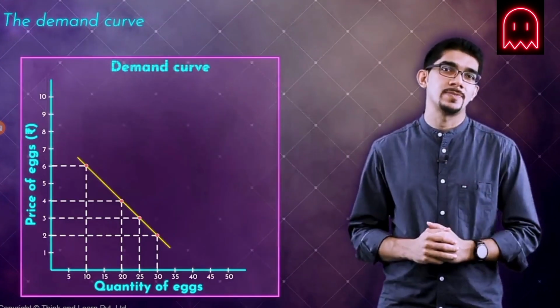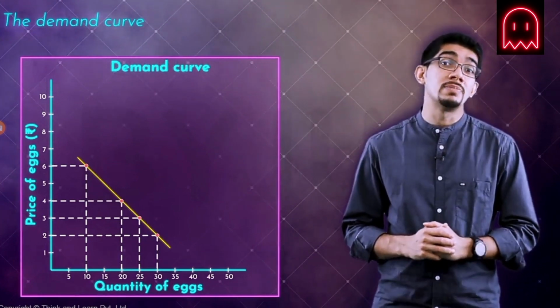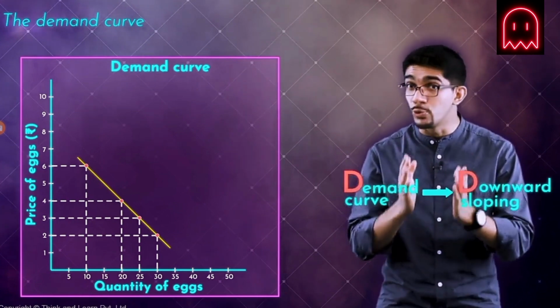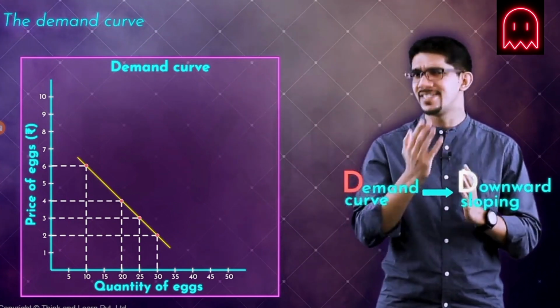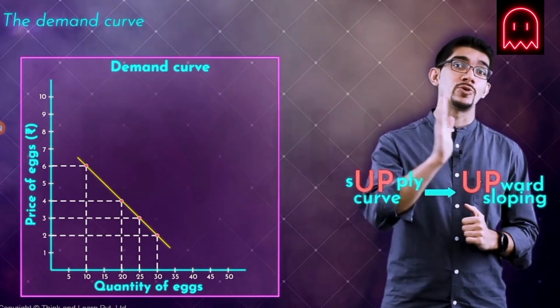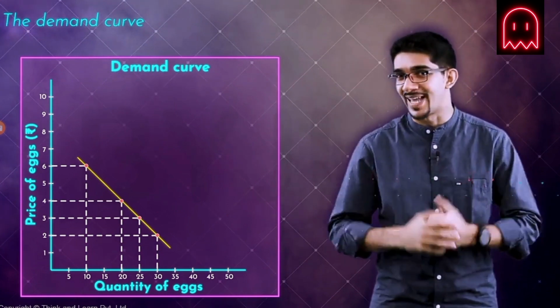Now let's take a step back and see the demand curve once. Do you notice that it's downward sloping? Important to remember this. I like to remember this as demand curve is downward sloping, D. See? Later we'll have to remember that the supply curve is upward sloping. The supply curve is upward sloping is how I remember that.